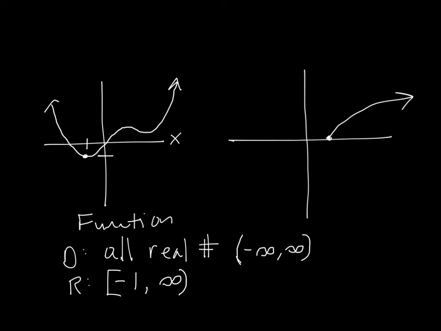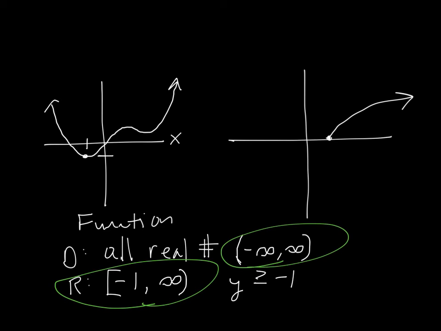And another way to say this, kind of the old school way to say this, is that the y values would have to be greater than or equal to -1. But we are going to use this method 90% of the time right here. It's called interval notation. Interval meaning from something to something. That's what an interval is.